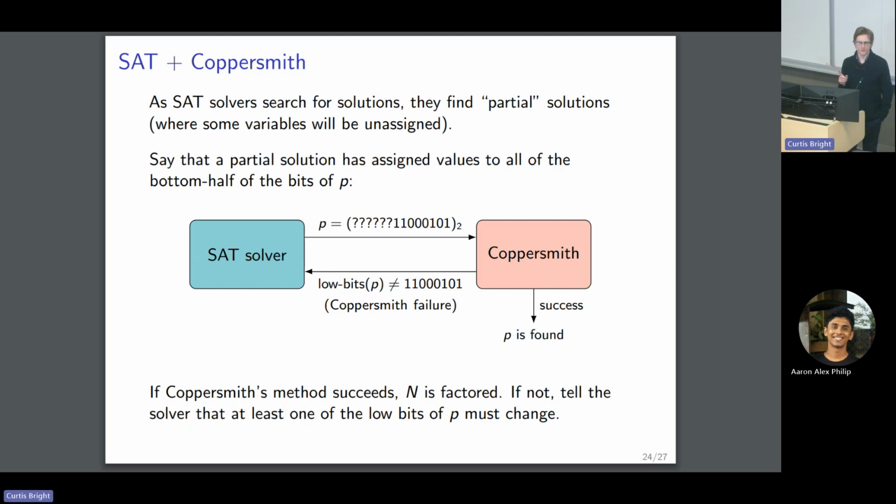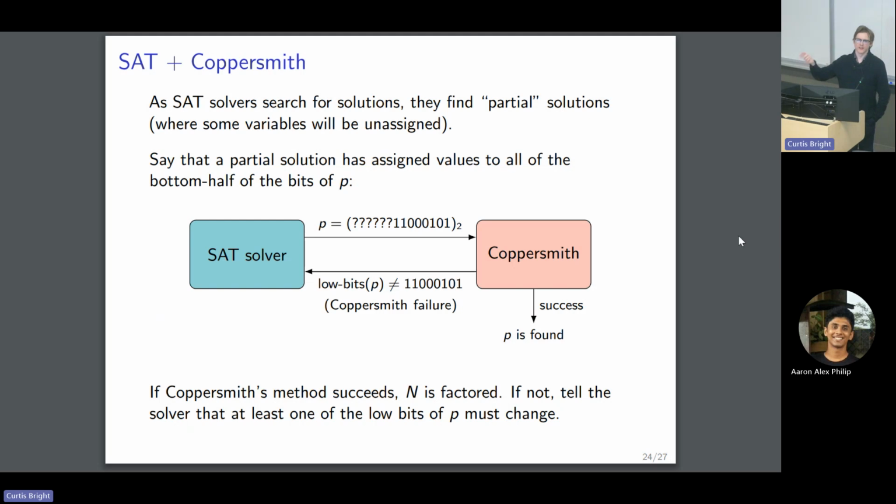But that gives you information. Even though it's a failure, it gives you information because now it tells you you must change one of those low bits. You made an incorrect guess. And the solver would eventually learn that, but it would take it a while, right? We have to basically assign values to all the other high bits until it learned that. Whereas now we can backtrack early.